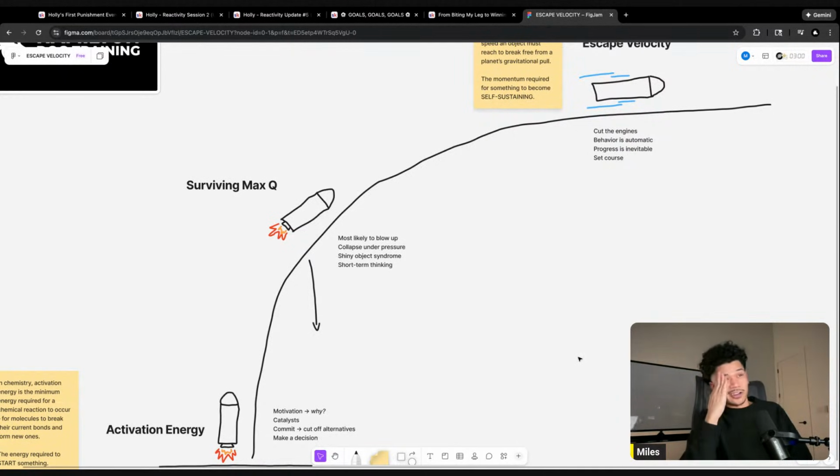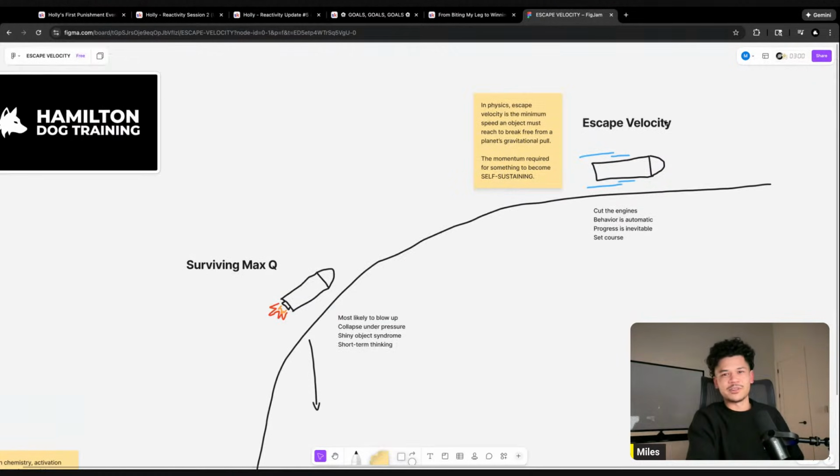Other people, and this is honestly probably the worst one, we've got some people in the community who are basically running max Q for an extended period of time. This is probably the worst one. These are the people who join and they're training 3 hours a day. They go to classes 3 times a week. They're doing so much work. They're putting in a monumental amount of work, yet they're not close to hitting escape velocity.